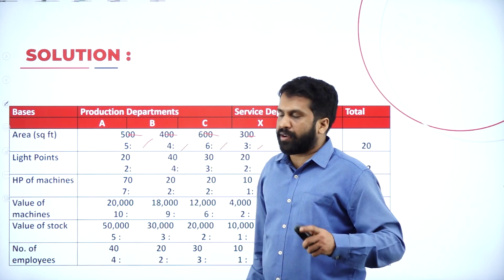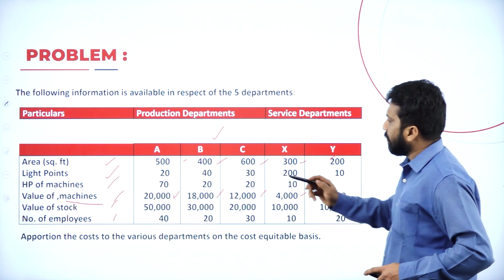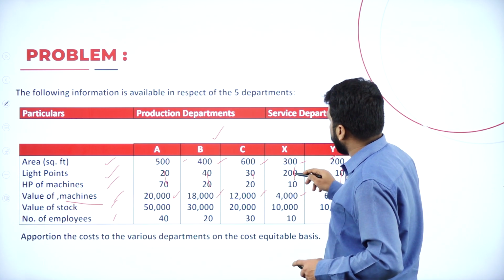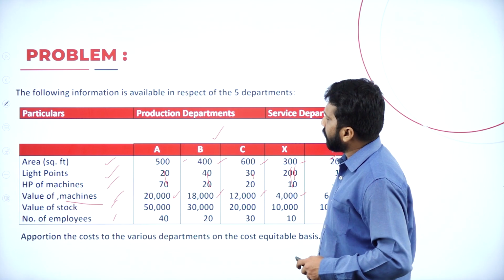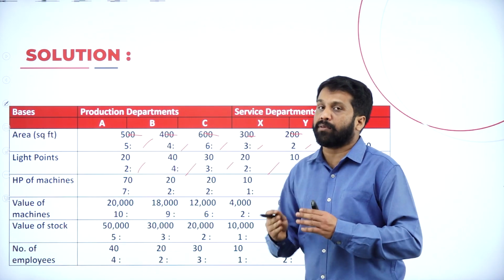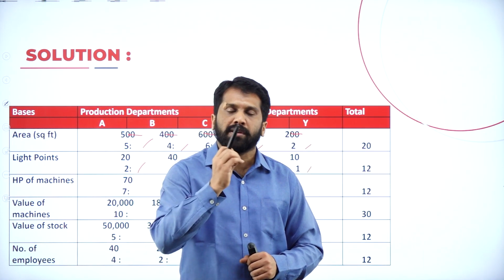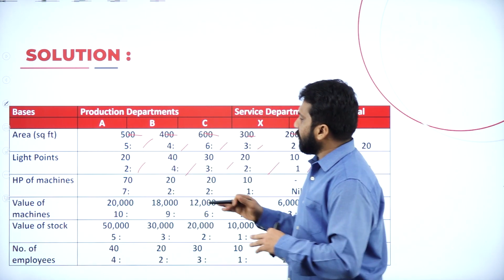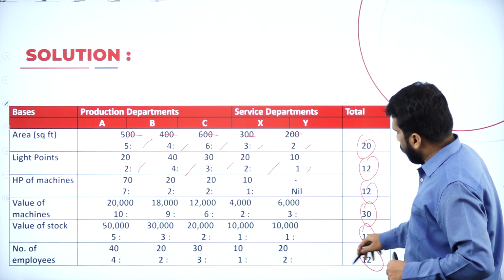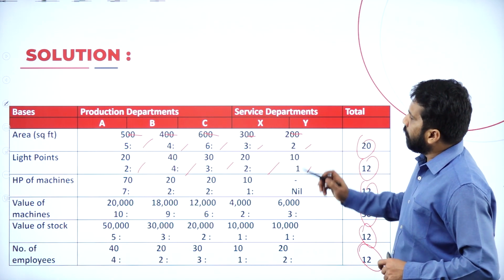Similarly, what is your light point? Light points are 20, 40, 30, 210. Simplify all, you can cancel one 0. So it is not 200, it is 20. Now, if you simplify, 2, 4, 3, 2, 1. Similarly, you have to simplify the others. Hope you are clear. Once you have simplified, you got your answer. Now you have all your answers.